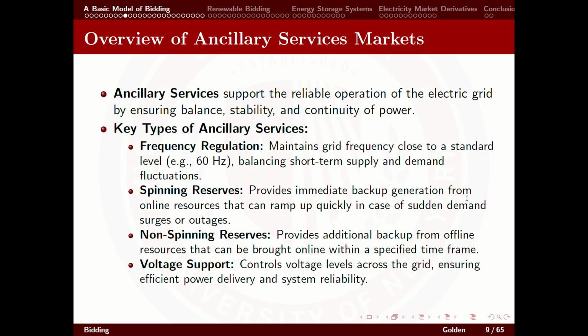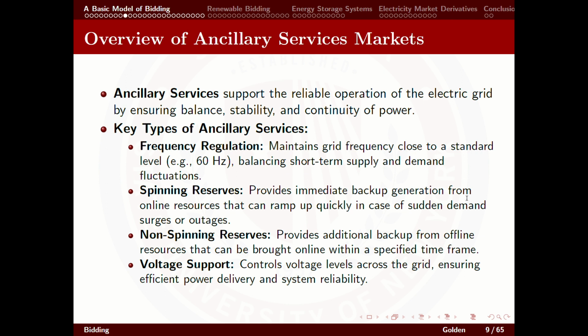Spinning reserves provide immediate backup generation from online reserves and can ramp up quickly in the case of sudden demand or outages. So this is even faster than the real-time market. Non-spinning reserves are additional backup that can be brought online quickly. And then finally, voltage support.